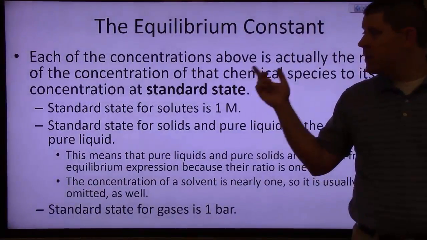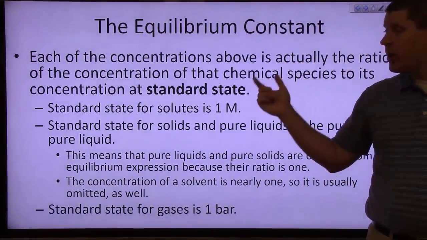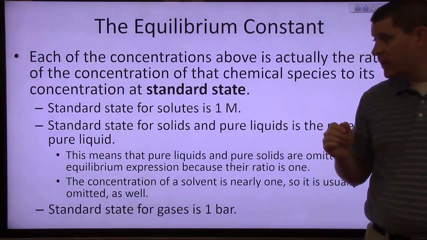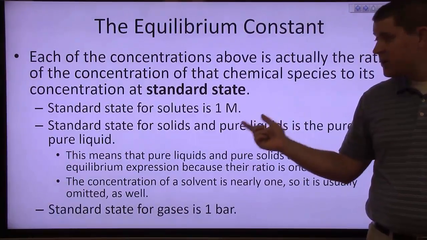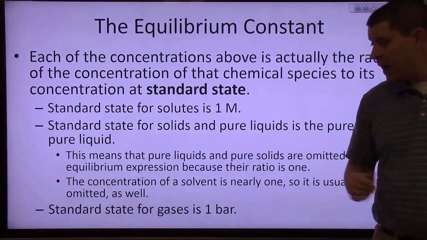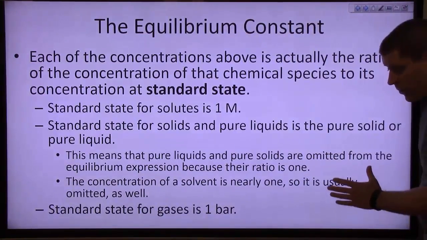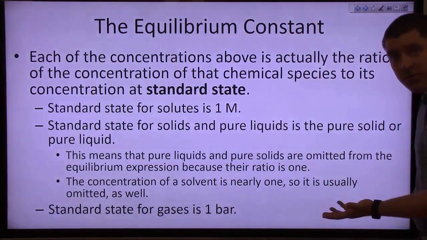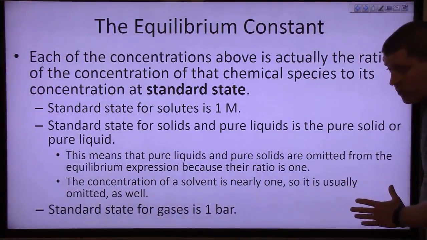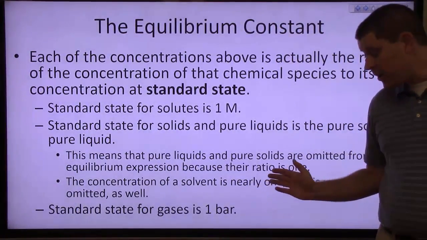Now, note that each of the concentrations that we showed on the last slide in that equation is actually the ratio of the concentration of that chemical species to its concentration at standard state. Now, the standard state for solutes is 1 molar. The standard state for solids and pure liquids is the pure solid or pure liquid. And this means that pure liquids and pure solids are omitted from our equilibrium expression because the ratio would then be 1, and thus they wouldn't affect the value of K. Now, the concentration of a solvent is nearly 1, so it's usually omitted as well, although that is just an approximation. And the standard state for gases is 1 bar.